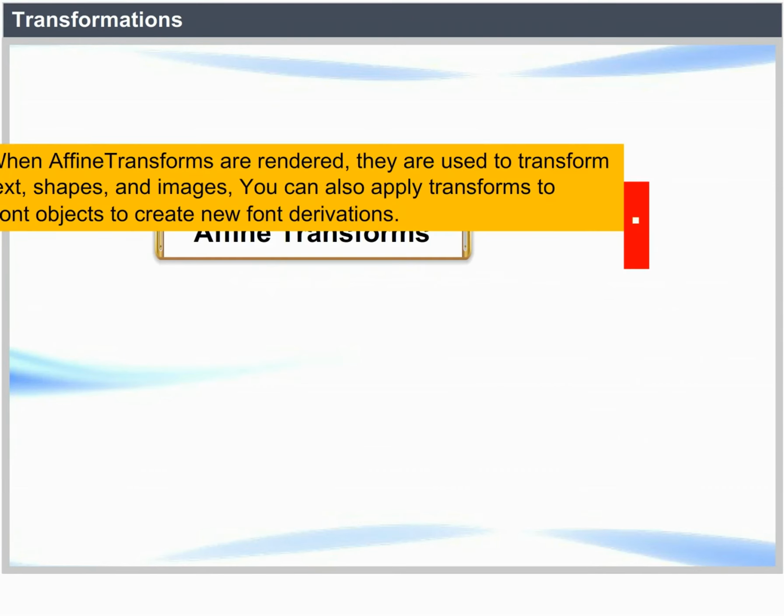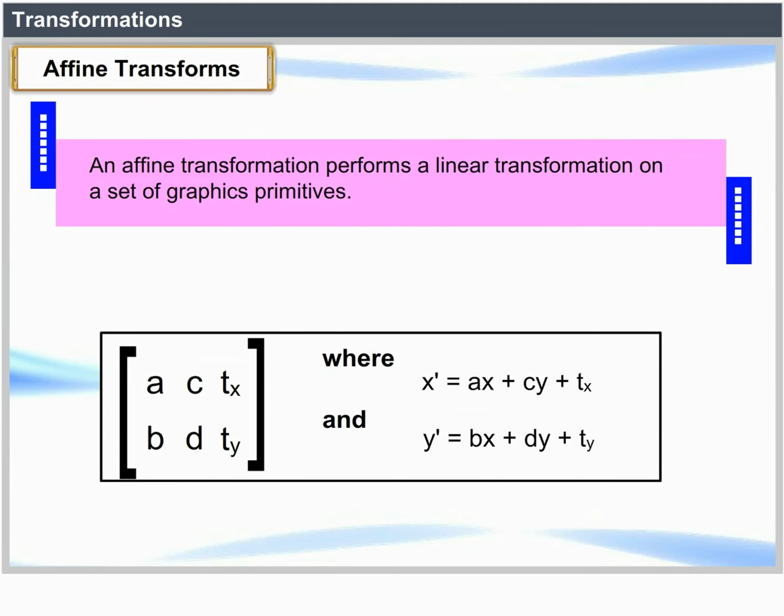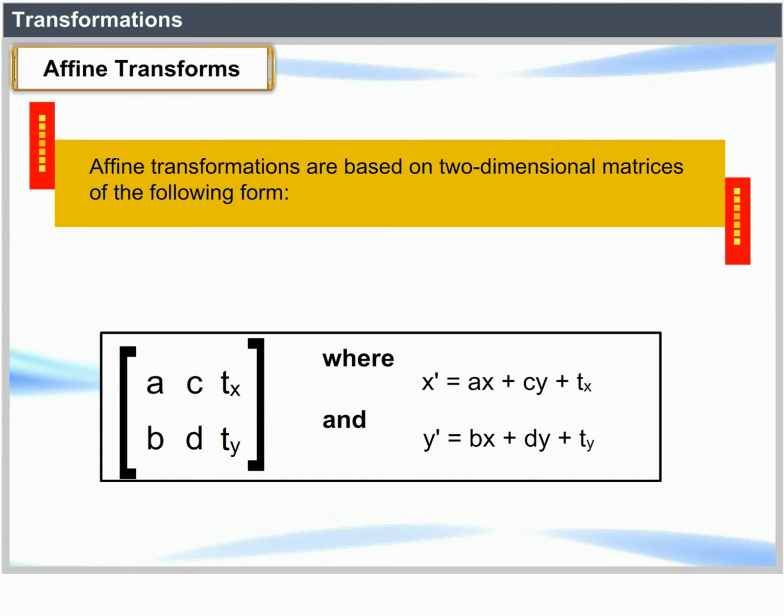Affine transform. When affine transforms are rendered, they are used to transform text, shapes, and images. You can also apply transforms to font objects to create new font derivations. An affine transformation performs a linear transformation on a set of graphics primitives. Affine transformations are based on two-dimensional matrices of the following form: A C Tx, B D Ty, where x' equals Ax plus Cy plus Tx and y' equals Bx plus Dy plus Ty.